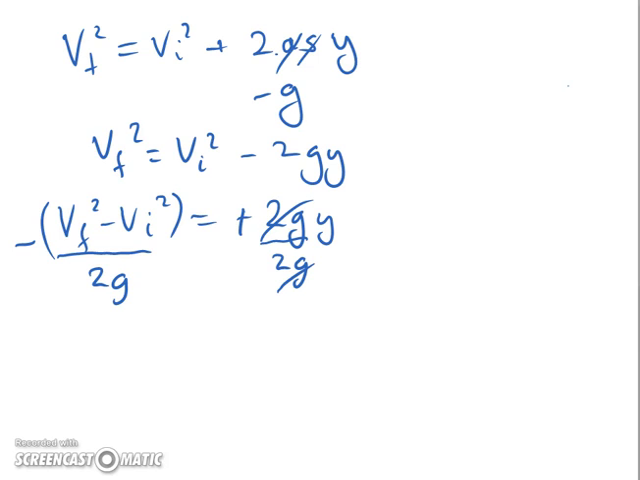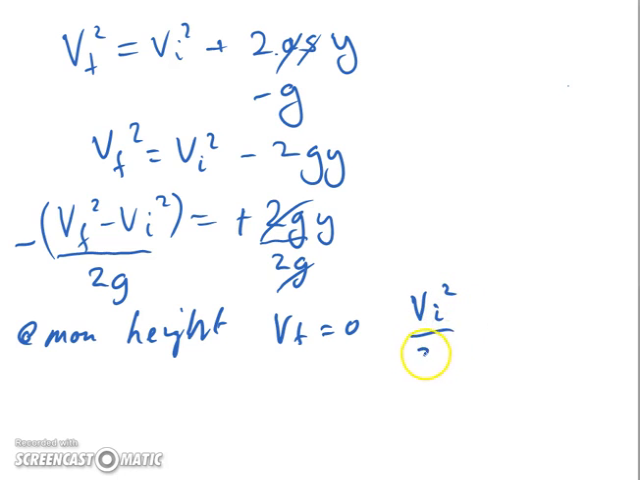That is a general equation, and to use it to find the maximum height, we need to substitute the condition for maximum height, which is that v final is equal to 0. So at maximum height, v final is equal to 0, and therefore we have 0 minus vi squared is minus vi squared, minus vi squared is just vi squared. So our equation becomes vi squared over 2g equals y. And it is not just any y, it's now the y for maximum height. So we'll show that.